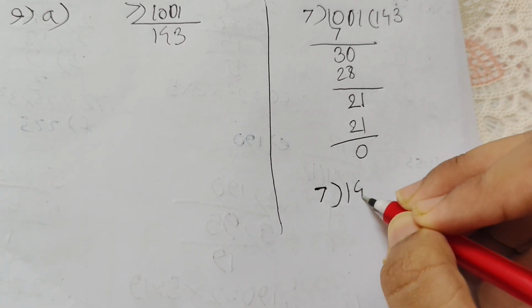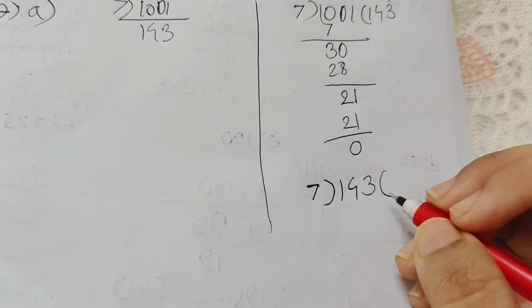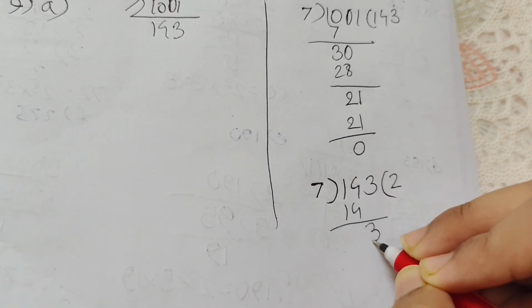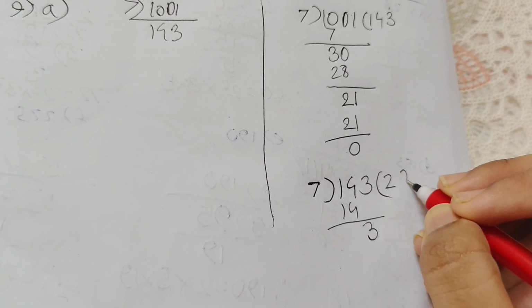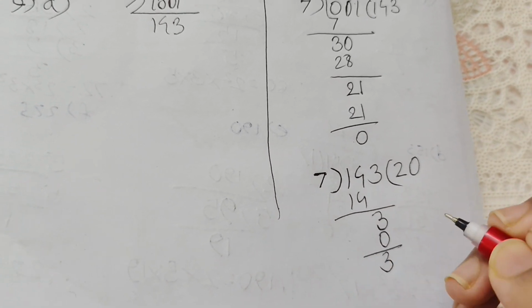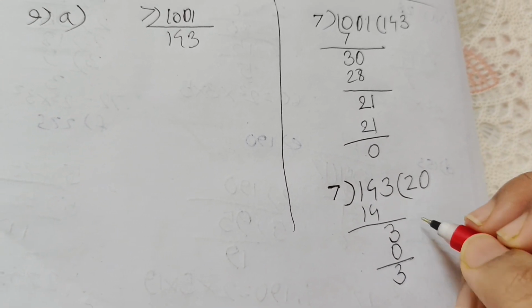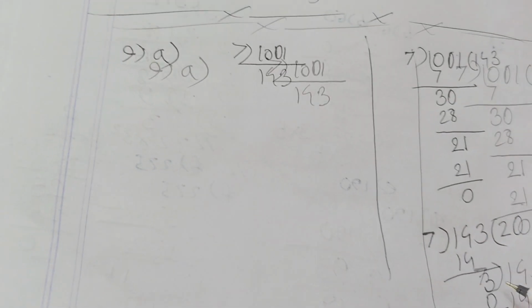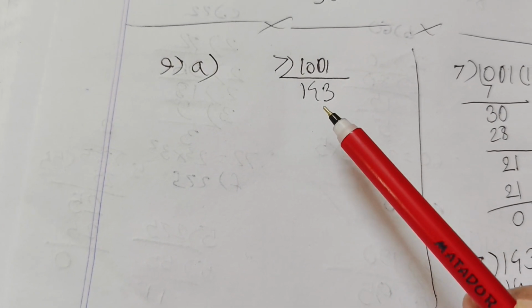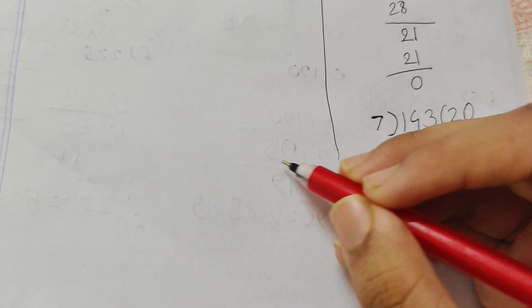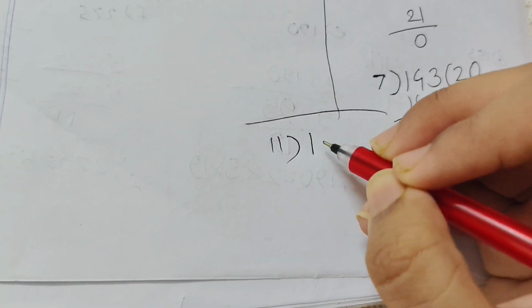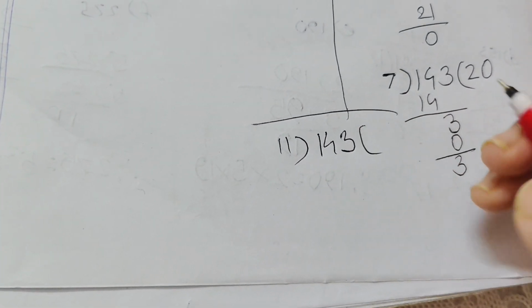7 divided into 143. 7 multiplied by 2 is 14, leaving 3. 7 multiplied by 0 is 0. Therefore, it doesn't really go. How about we try 11 with 143. 11 divided into 143.